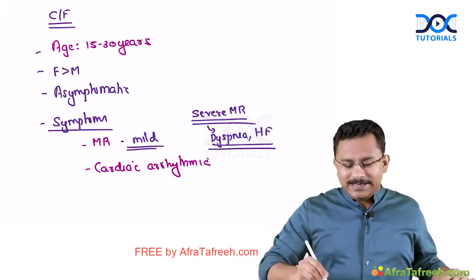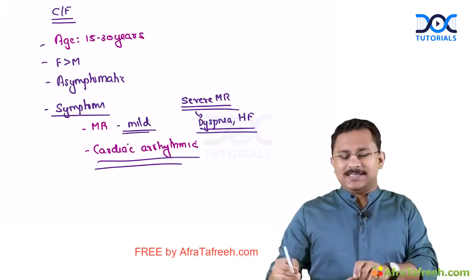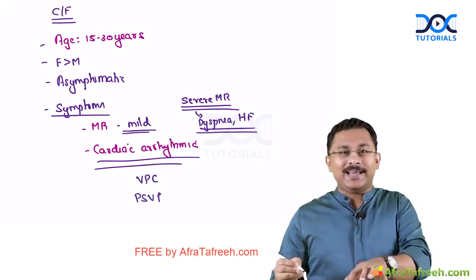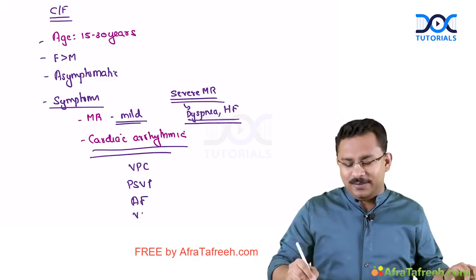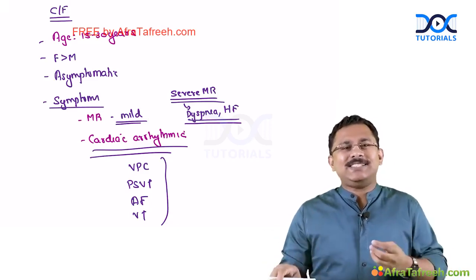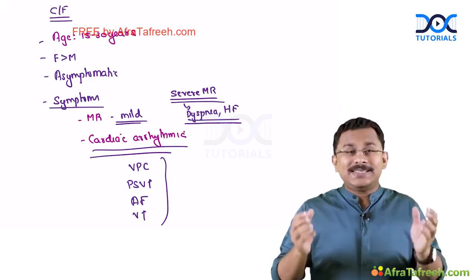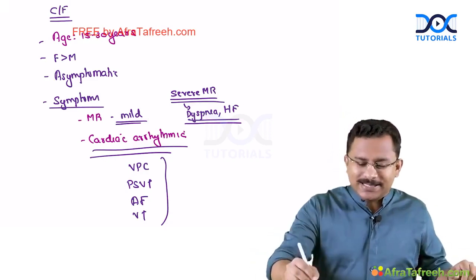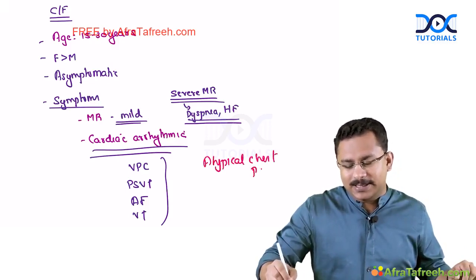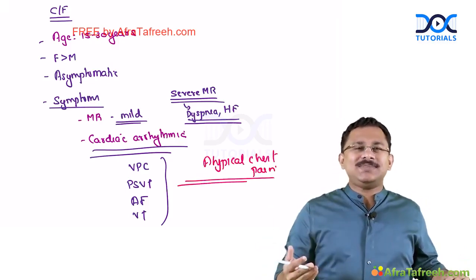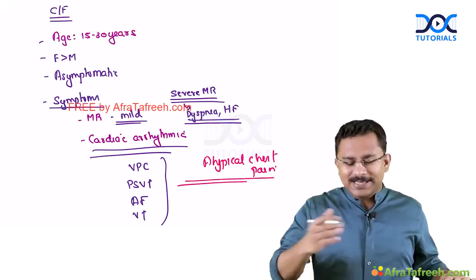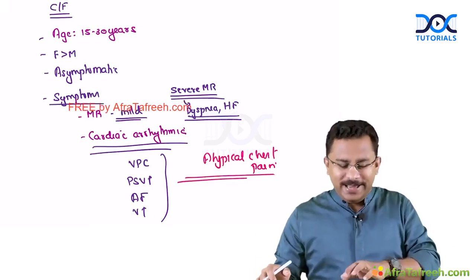Okay, and as I told you, patients can develop cardiac arrhythmias, either in the form of ventricular premature contractions, paroxysmal supraventricular tachycardias, atrial fibrillation, and ventricular tachycardias. So these are the arrhythmias that can happen. And what are the manifestations? Patients can have palpitations, pre-syncopal episodes, syncopal episodes, and sometimes even an atypical chest pain. Okay, so these are the clinical features of mitral valve prolapse.